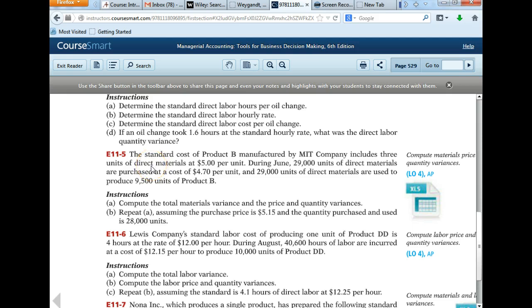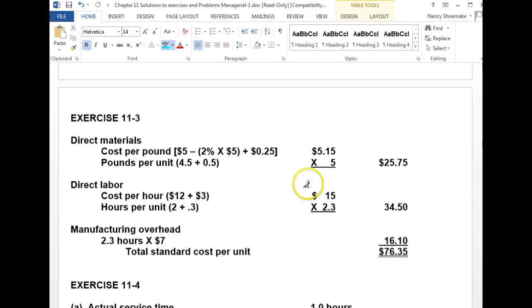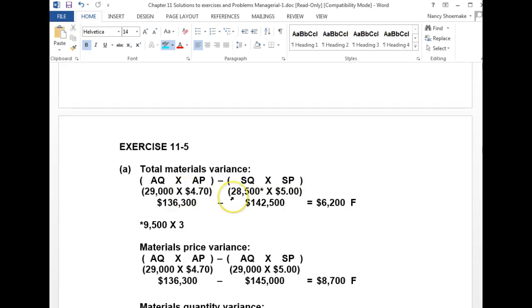So you see how we're going to do a standard variance related to quantity and price? Compute the total material variance, the price and quantity variances. How are we going to do that? We're going to start with actual times actual minus standard times standard. That's the total big variance.